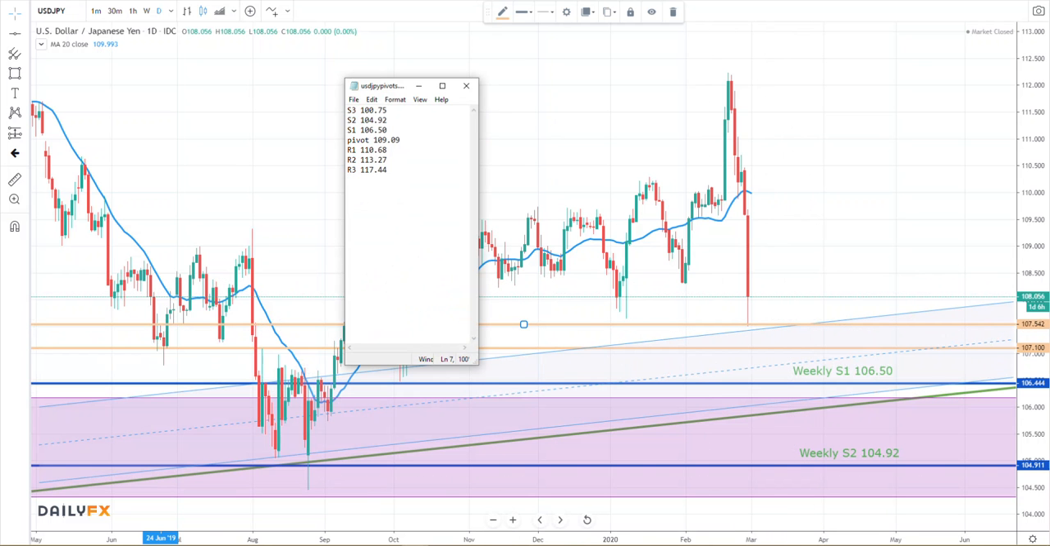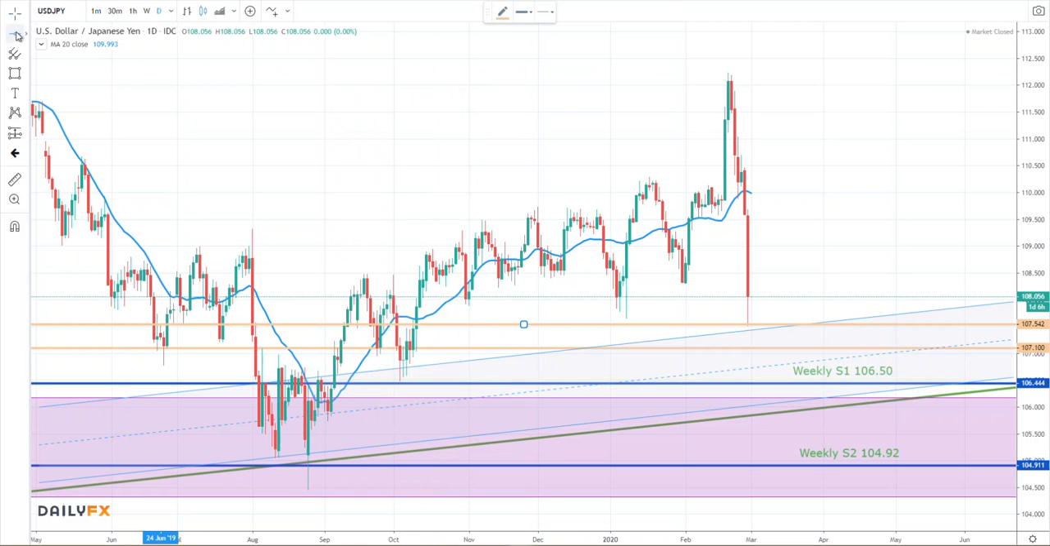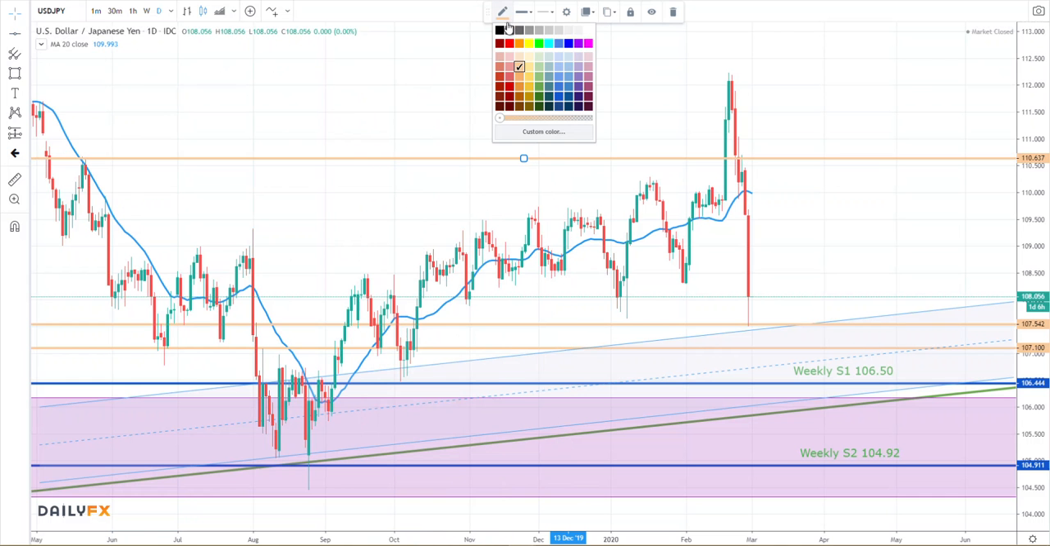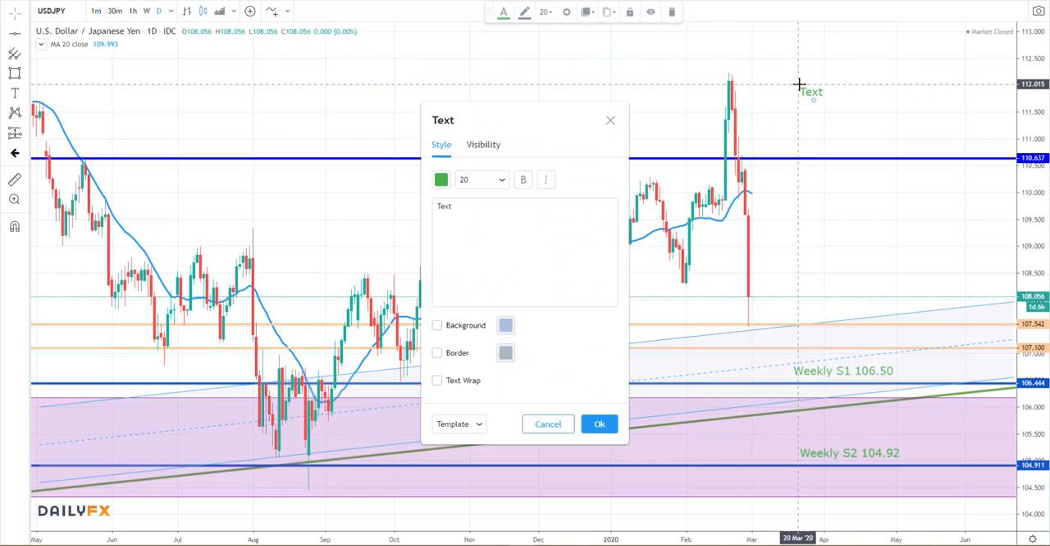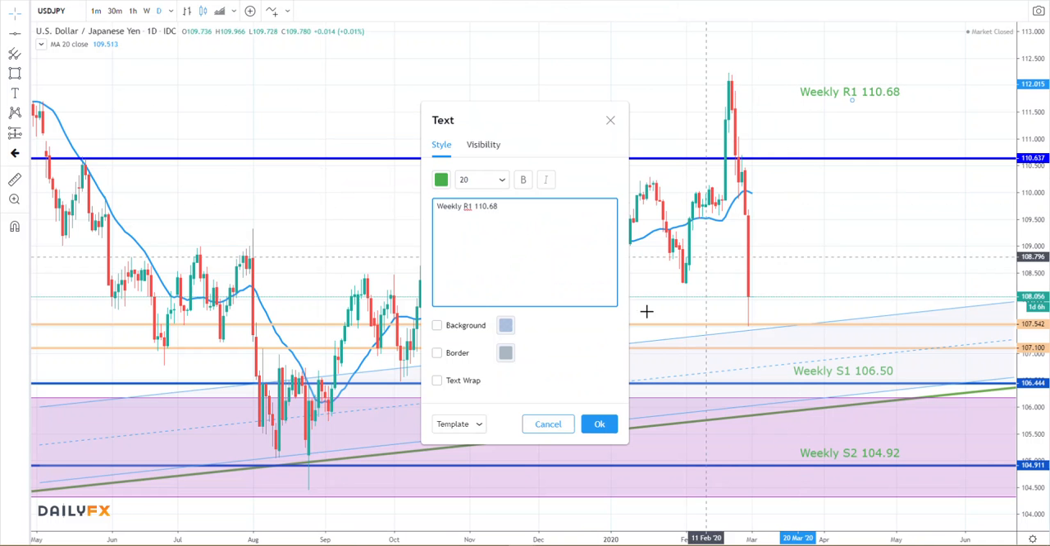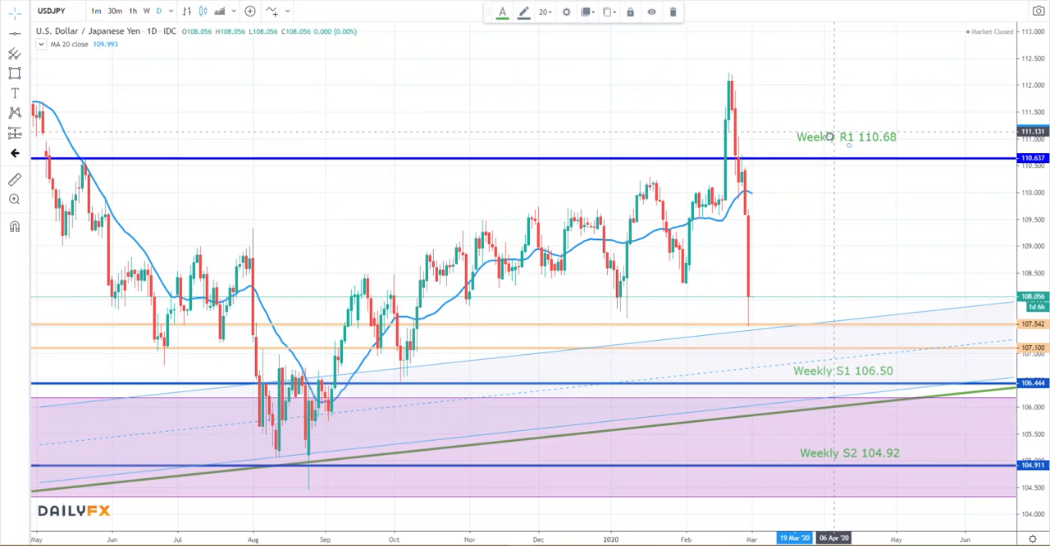So let's look at resistance. 110.68. So 110.68 is R1. Let's change that back to the major because it's weekly. So weekly R1, 110.68. Which would make for some nice pips if price did travel between the weekly S1 and the R1.